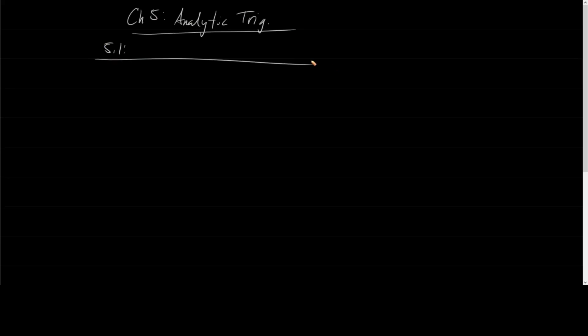This is the beginning of chapter 5, which is on analytic trigonometry. And 5.1 specifically is using fundamental identities. So first, let's talk about some identities that we are going to be discussing, all right?